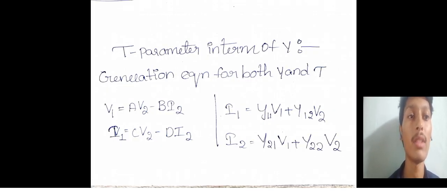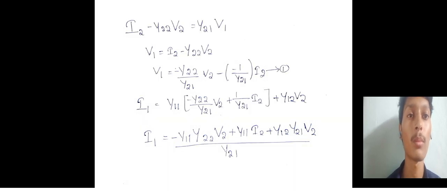Next, T parameters in terms of Y. General equation for both Y and T. For T parameters, V1 equals A V2 minus B I2, I1 equals C V2 minus D I2. Next, general equation for Y parameters: I1 equals Y11 V1 plus Y12 V2, I2 equals Y21 V1 plus Y22 V2.